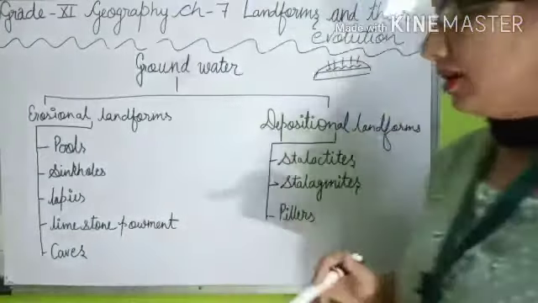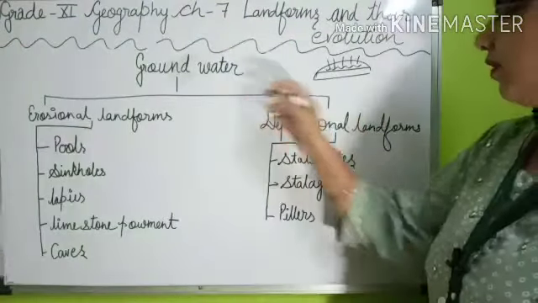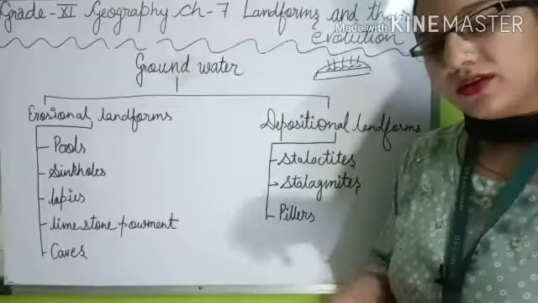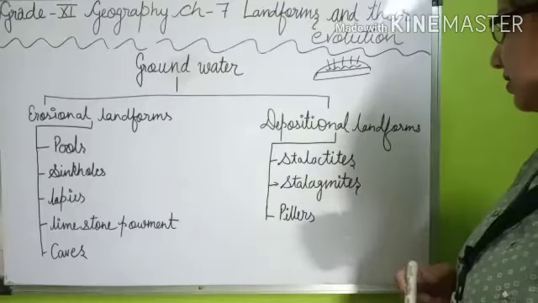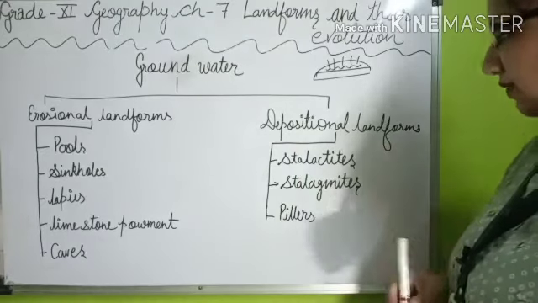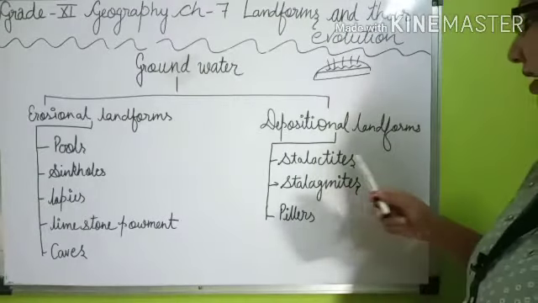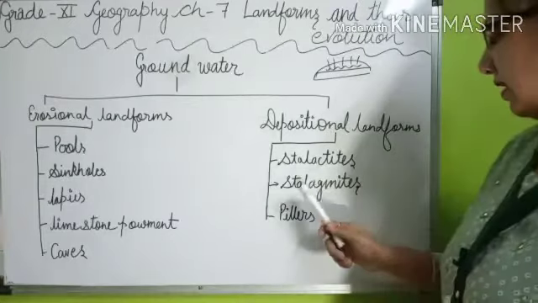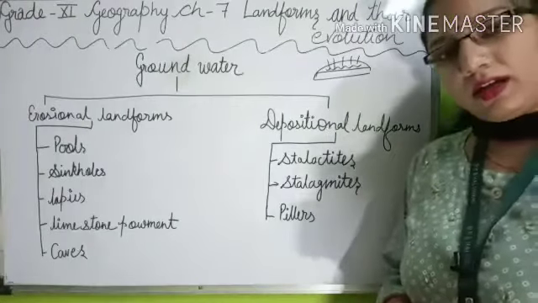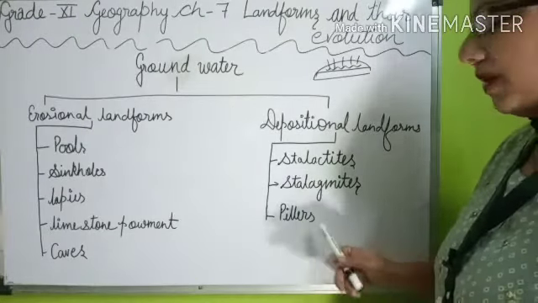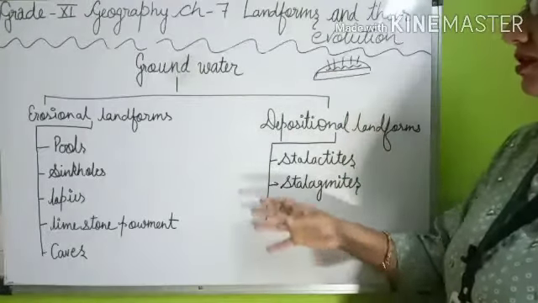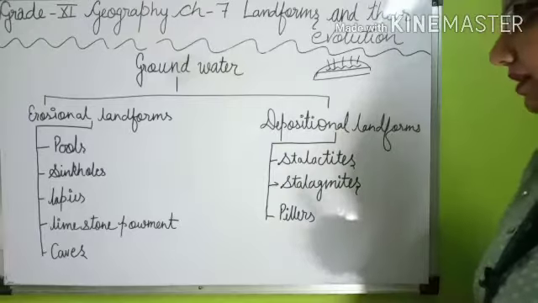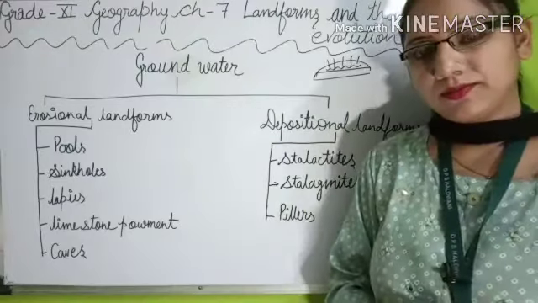And students, when the groundwater is depositing inside the rocks, it forms three types of landforms. These are stalactites, second stalagmites, and the third is pillars. So now with the help of pictures we will see what these are.